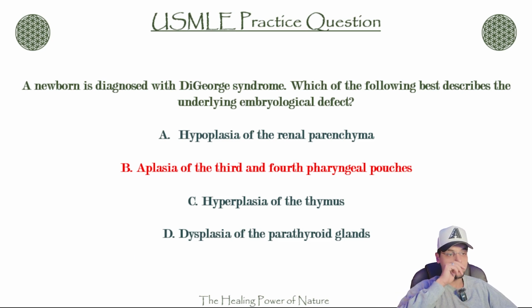All right, the correct answer was B. So why was it not A? So renal hypoplasia is unrelated to DiGeorge syndrome. Why not C? Thymic hyperplasia is not characteristic of DiGeorge syndrome. Thymic aplasia is, okay? This is a great example of how they try to trick you up. Why not D? Dysplasia does not apply here. Aplasia is the correct term. And lastly, one more question.